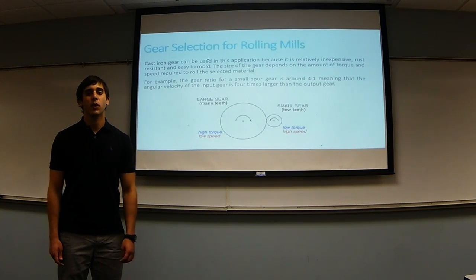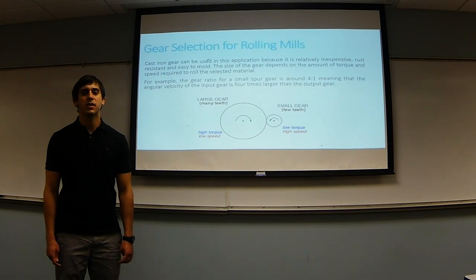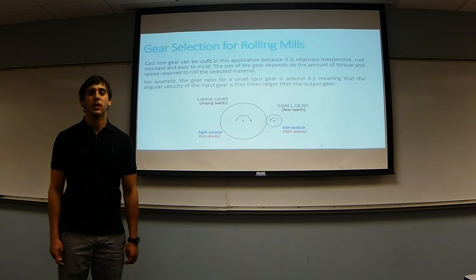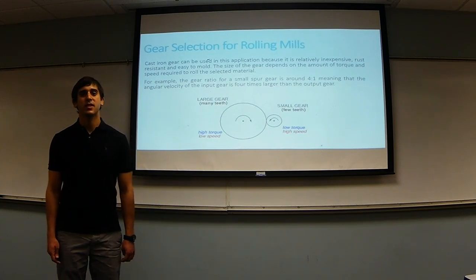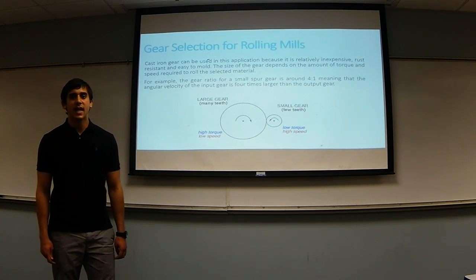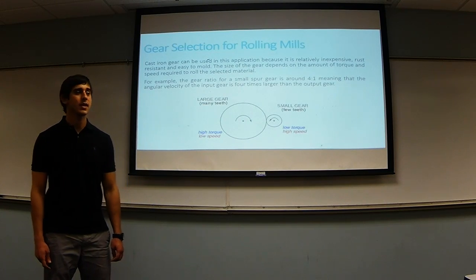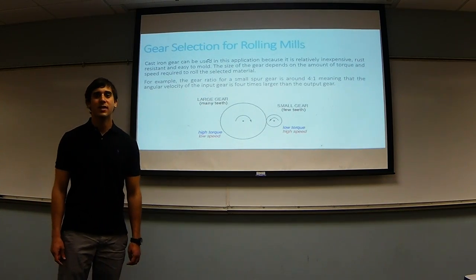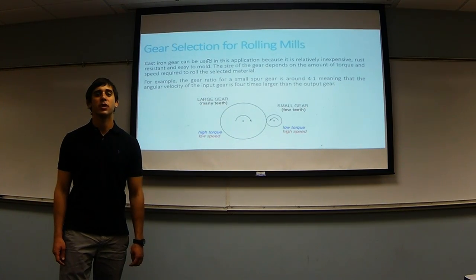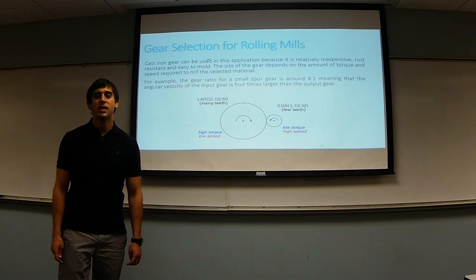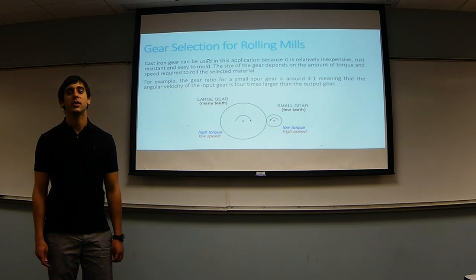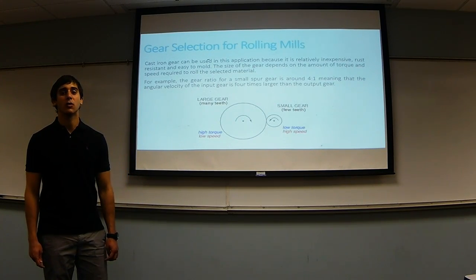Gear selection for rolling mills. Cast iron can be used in this application because it's relatively inexpensive, rust resistant, and easy to mold. The size of the gear depends on the amount of torque and speed required to roll the selected material. For example, the gear ratio for a small spur gear is around 4:1, meaning that the angular velocity of the input is 4 times larger than the output gear.